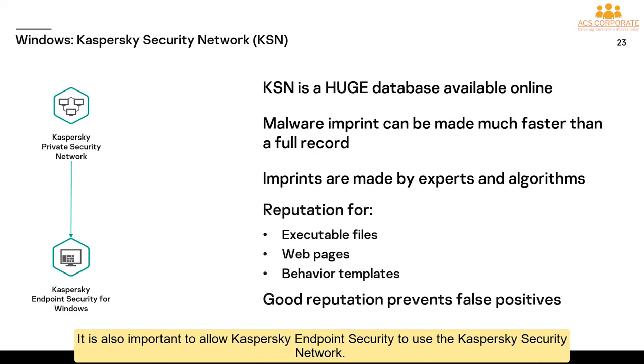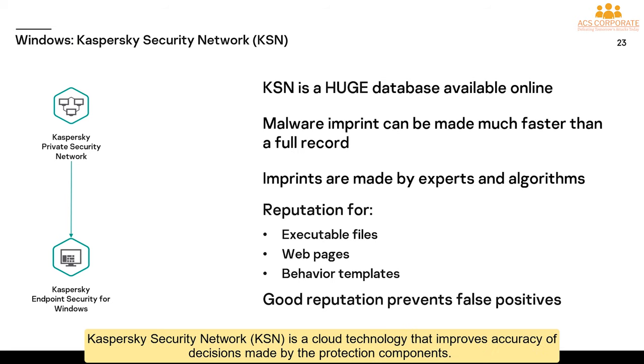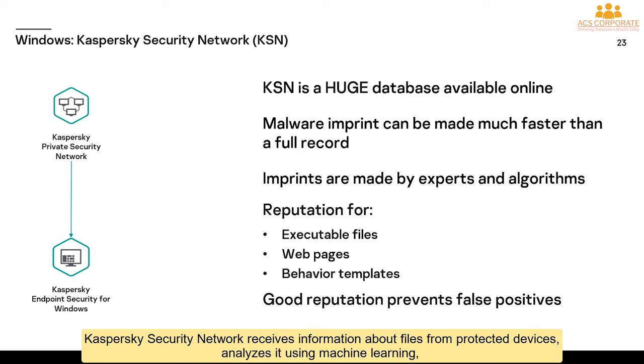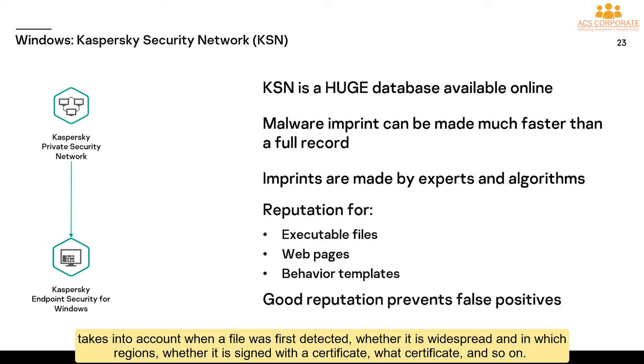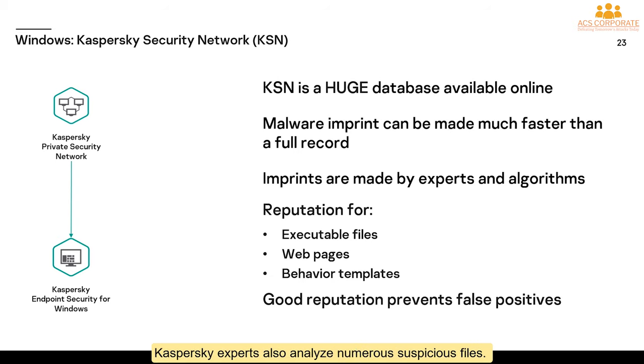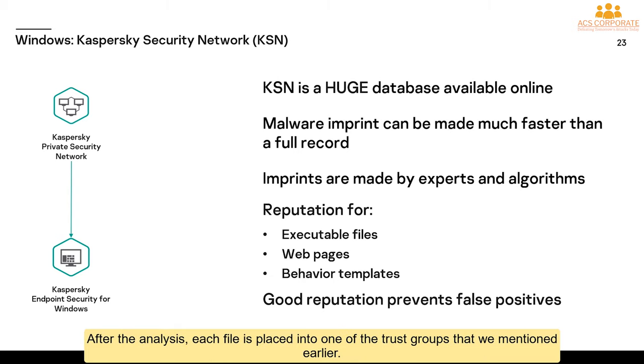It is also important to allow Kaspersky Endpoint Security to use the Kaspersky Security Network. Kaspersky Security Network, KSN, is a cloud technology that improves accuracy of decisions made by the protection components. Kaspersky Security Network receives information about files from protected devices, analyzes it using machine learning, takes into account when a file was first detected, whether it is widespread and in which regions, whether it is signed with a certificate, what certificate, and so on. Kaspersky experts also analyze numerous suspicious files. After the analysis, each file is placed into one of the trust groups that we mentioned earlier.